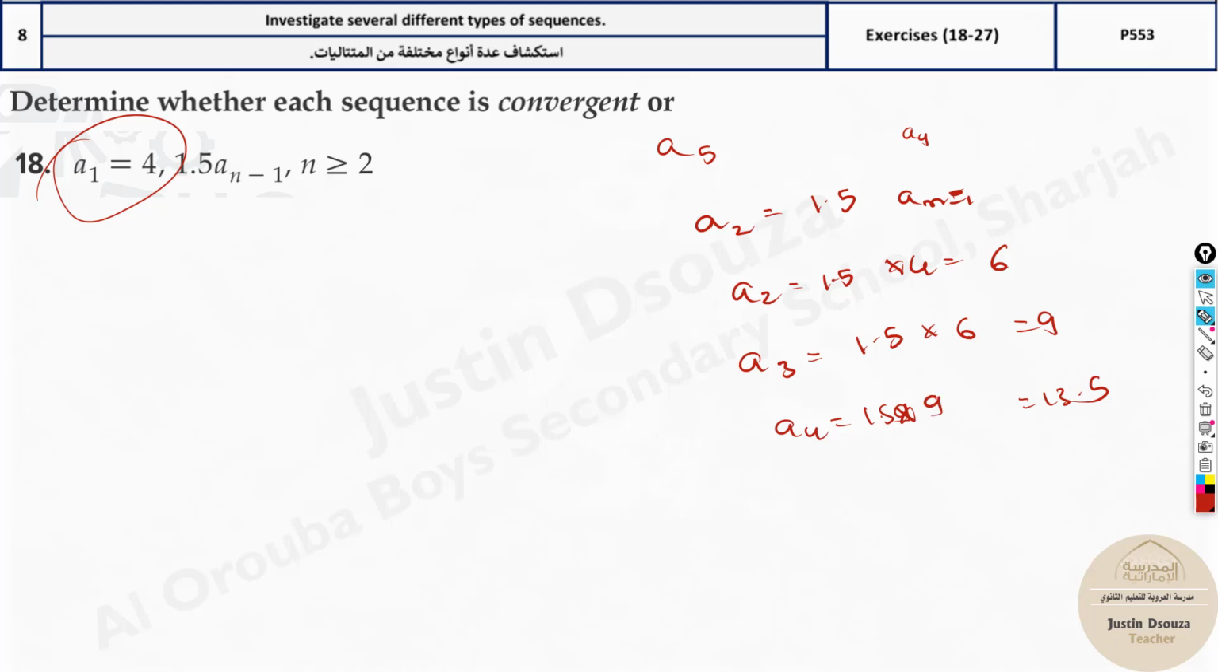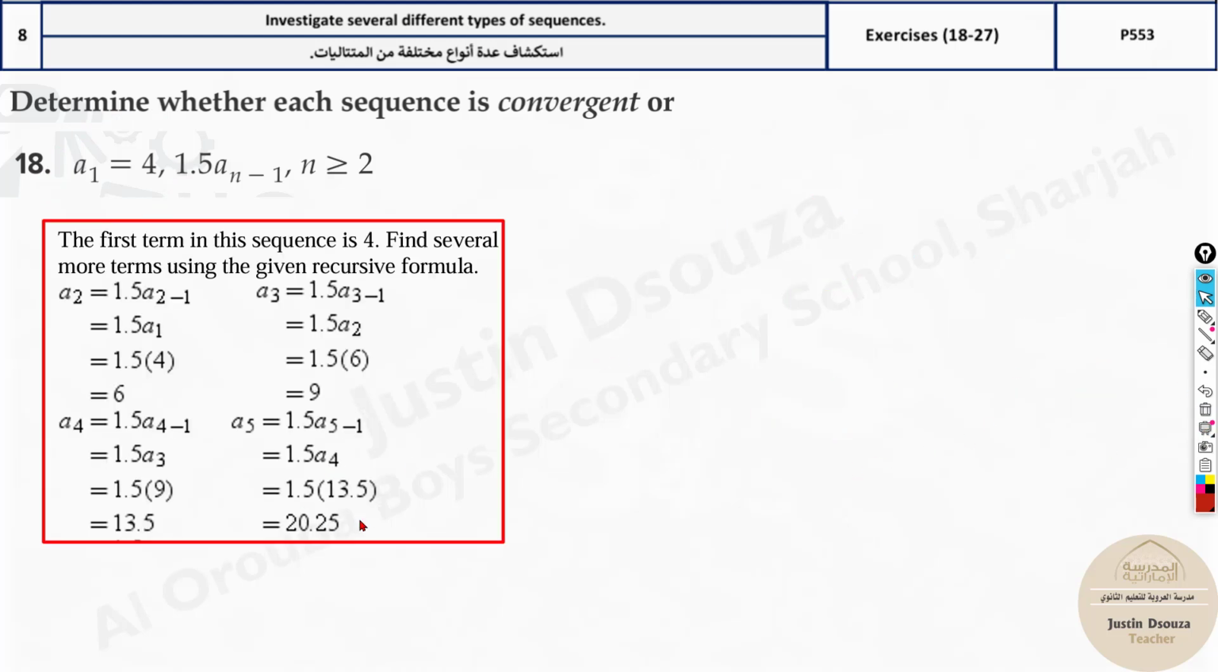You keep on getting the values. Now you need to find about 4 to 5 terms. So you can see the first term, second term, third term, your 5 terms are found out. And see the values. What are the answers? It's 6, 9, 13, 20.5.